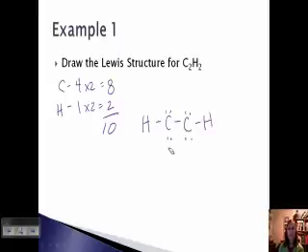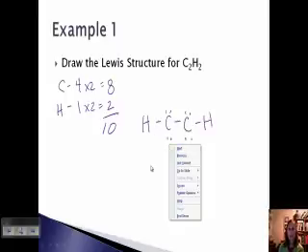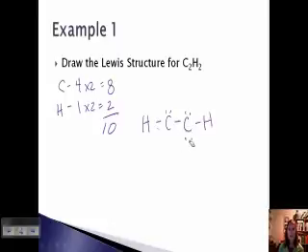So what that means I'm going to need to do then is share more than one pair. So what I'm going to do is take this pair and this pair, and instead of them being separate, I'm going to make carbon share another pair. So I'm going to put a double bond right there. Now let's count. We have 2, 4, 6, 8, 10, 12. Still too many. So I need my eraser again.